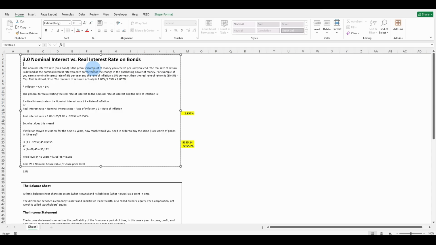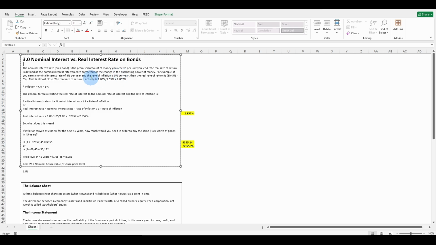I've discussed this briefly in other courses. This will be a quick reminder for some of you. For the newbies, the nominal interest rate on a bond is the promised amount of money you receive per unit you lend. The real rate of return is defined as the nominal interest you earn corrected for the change in the purchasing power of money.